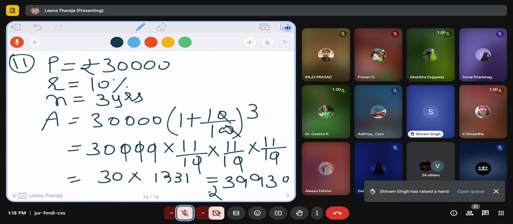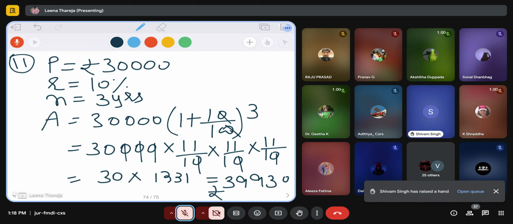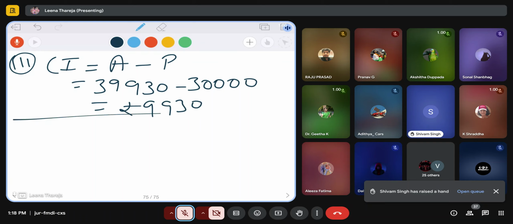Now you can take out the next exercise because all the formulas I have discussed complete together in one class. So CI will be third part, A minus P. 39,930, how much it was? Minus 30,000, which is 9,930. Done with this first exercise.